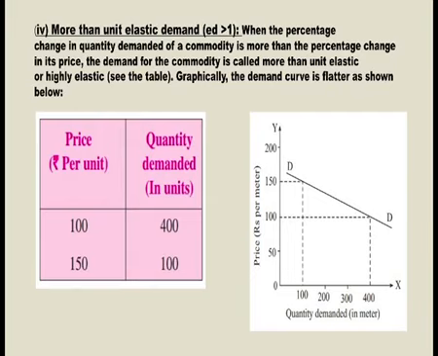In the table, the quantity demanded decreases from 400 to 100 units for an increase in price from 100 to 150. You can see, observe the demand curve also. The demand curve is slightly flatter, denoting that for a small change in price, the quantity demanded changes very highly.